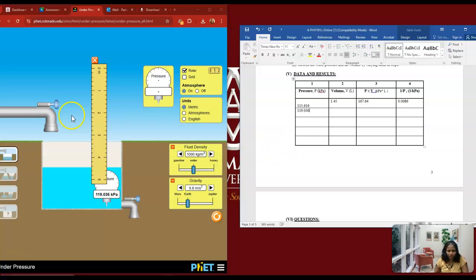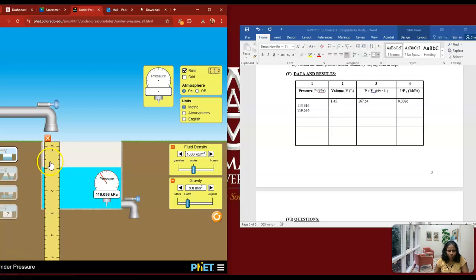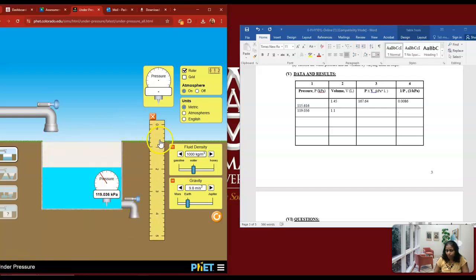So now I'm going to record the new pressure right now, 119.036. Now I'm going to check the volume of this water right here. That is nothing but 1.1, probably. So 1.1 right here. So again, you're going to multiply these two things and put it in the third column, and 1 over this is going to be in the fourth column. So this is how I want you to carry out this experiment.